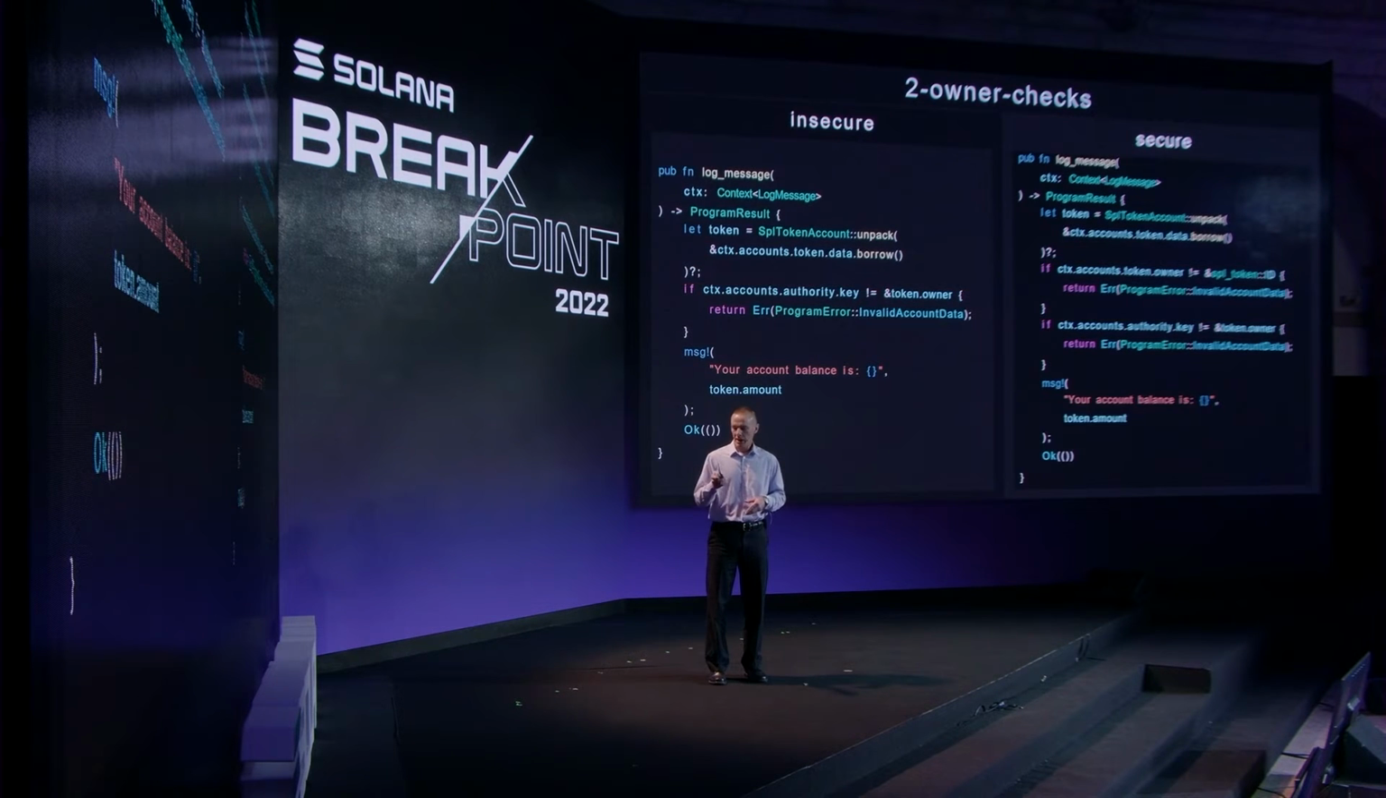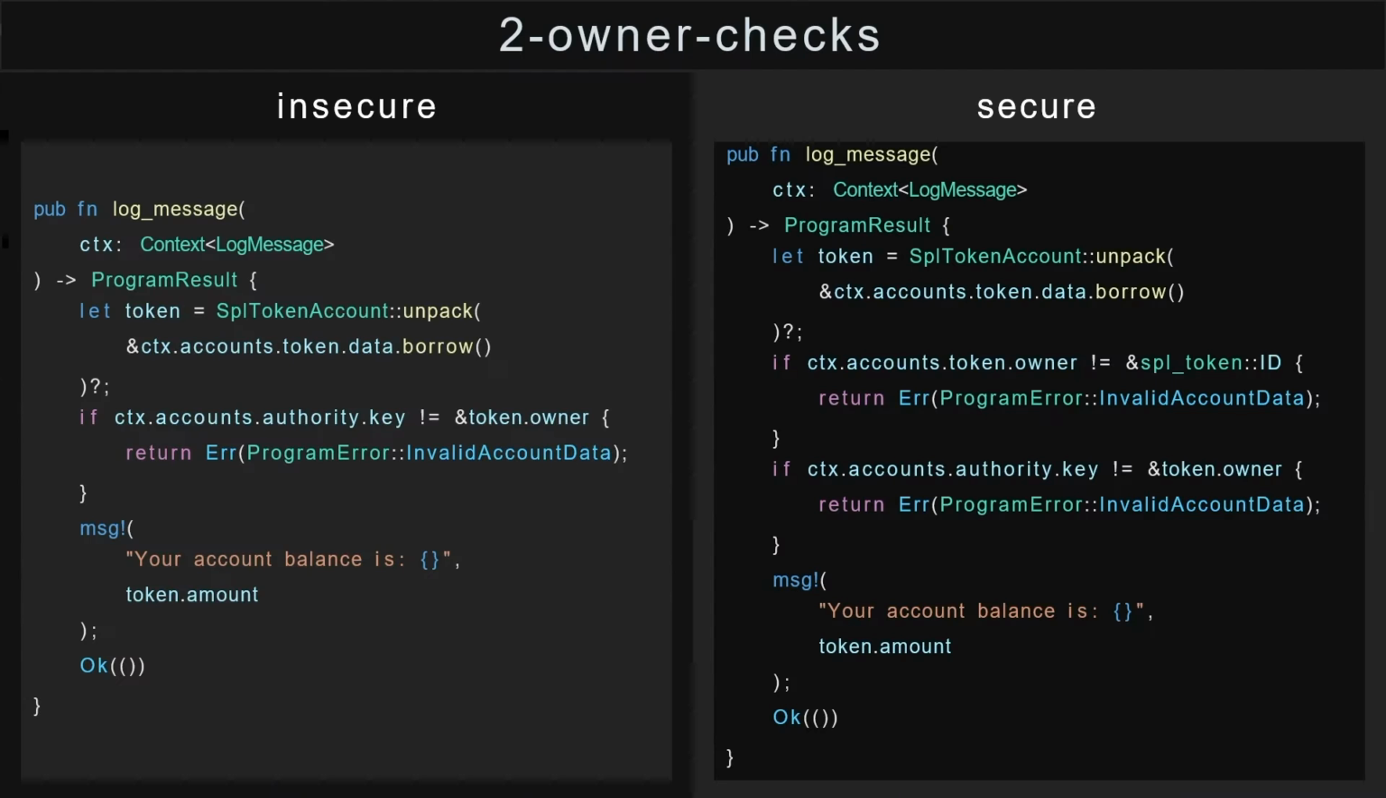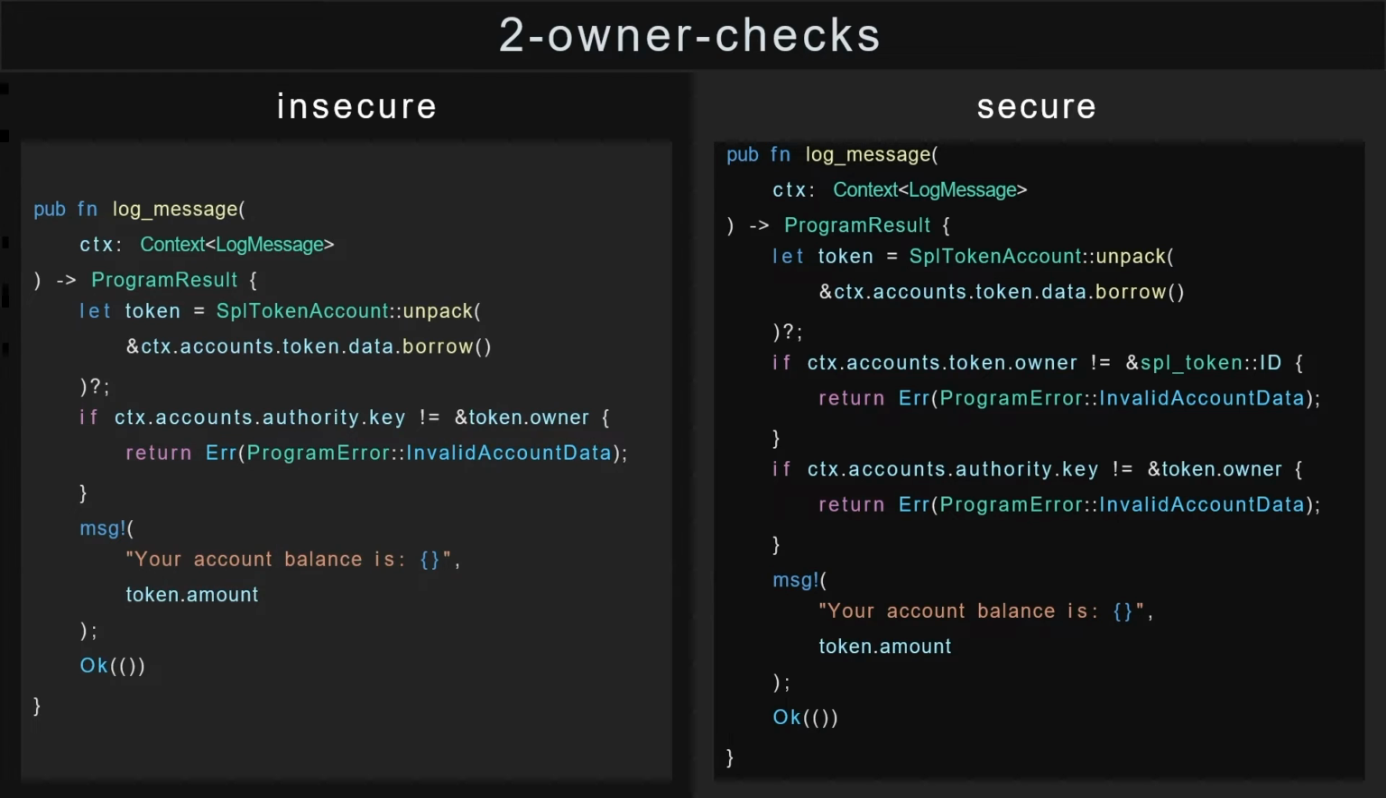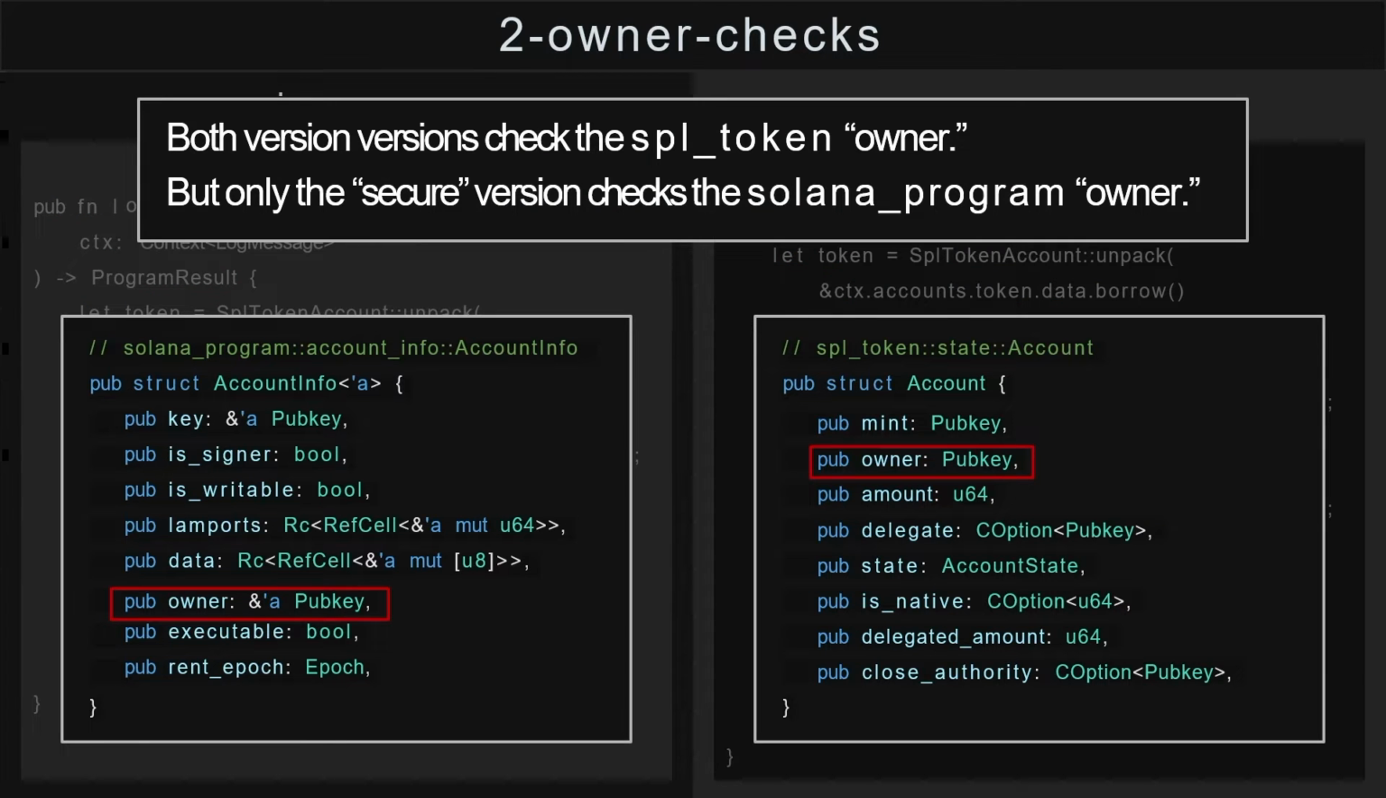Now, if you're looking carefully, you may notice that there is this reference to an owner field here. And you may wonder, well, isn't that the owner check? Why is that not the owner check? The answer is that this is subtle, but there are actually multiple notions of owner at play here. What you see on the slide now is 2 structs. The struct on the left is Solana program account info.